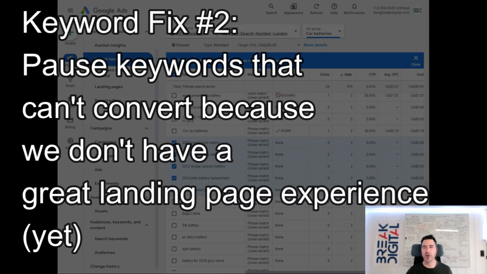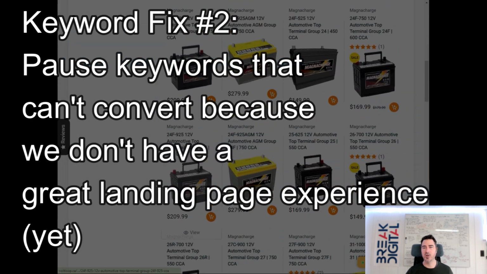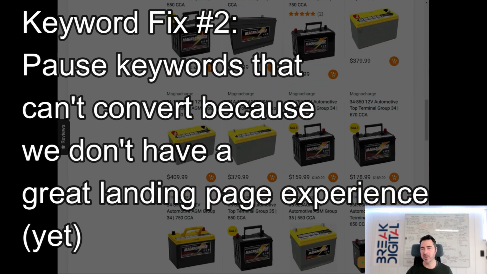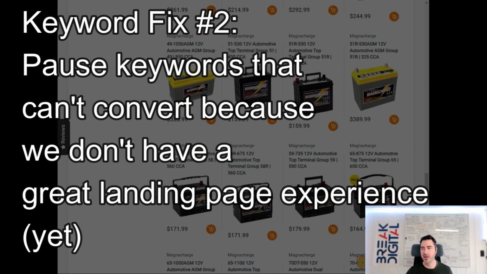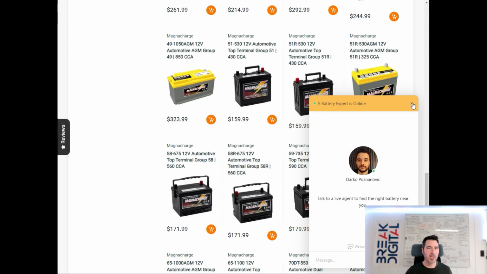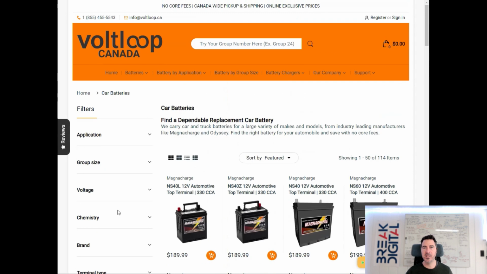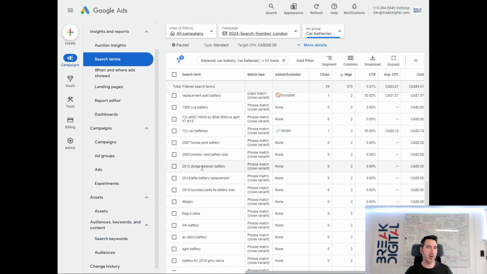These ads won't convert because if someone just knows that they have a 2012 Dodge Caravan or they're looking for a battery for it, and we drop them on this page, they don't have the information necessary to make a purchase. There's just too many options here. And although battery experts are here ready to help you, this page just doesn't immediately give people what they want. Those should be taken out into their own ad group at some point when that feature is ready on the site. But right now, I would pause these because they aren't working.